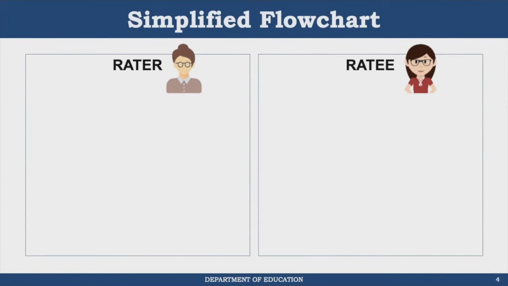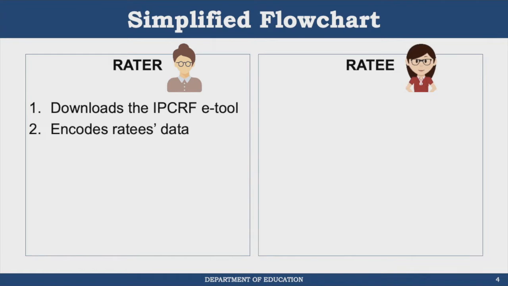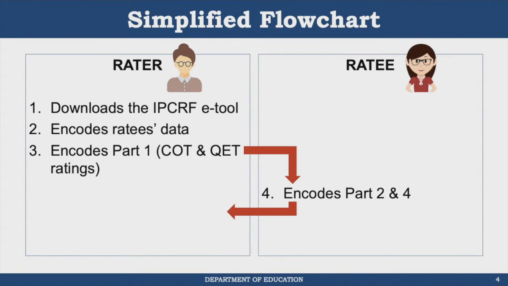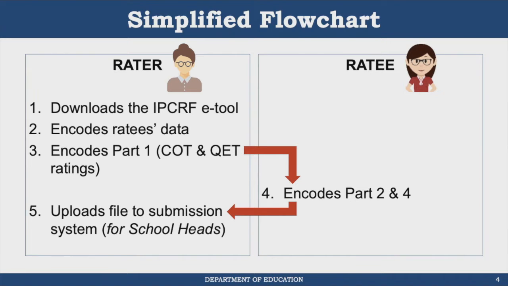For the purposes of this presentation, I've simplified the flowchart, taking out all the steps that don't necessarily involve the electronic tool while still following the procedures we previously set. First, the rater downloads the IPCRF electronic tool, encodes the ratee's data, then encodes the CoT and QET ratings. At this point, the rater hands the electronic tool to the ratee, who encodes parts 2 and 4, then gives the file back to the rater or to the school head for submission online.